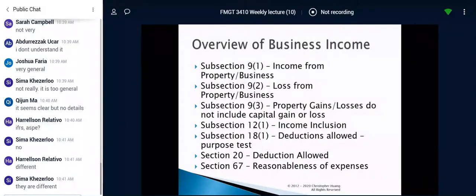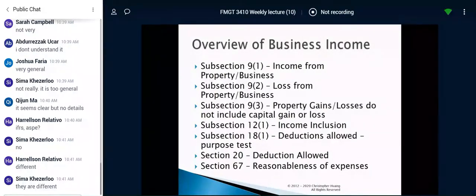Okay, so in other words, what they're trying to say is, for example, when you determine under 9(2) your loss for the year, you're only supposed to look at the business source, like at this subdivision.